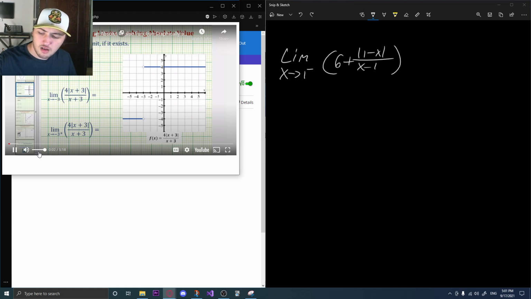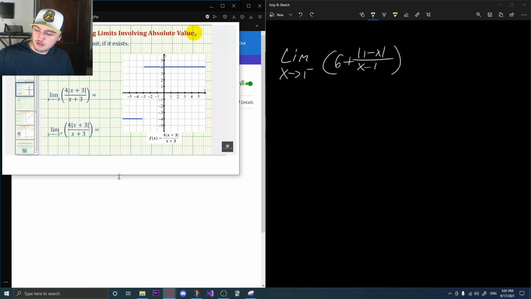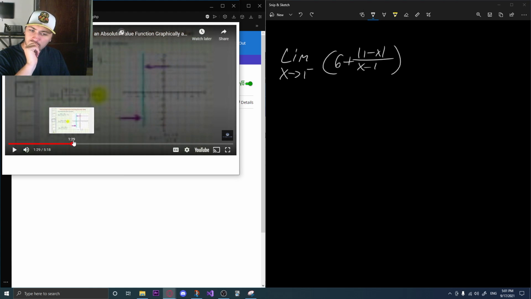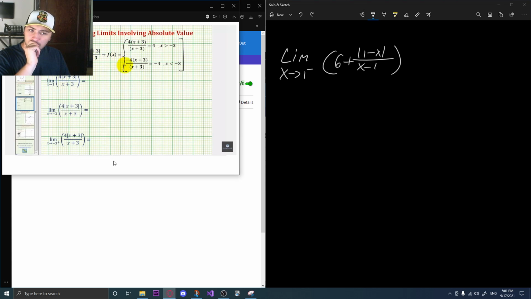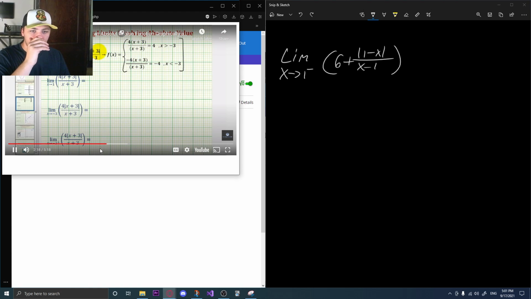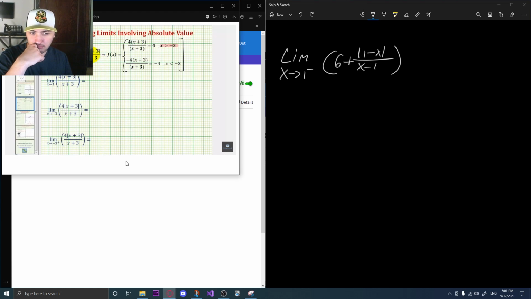Welcome to 3 examples of determining limits involving an absolute value function. We'll first determine these limits graphically, then algebraically. Notice all 3 limits involve the function written as a piecewise defined function. Looking at just the absolute value part, as long as x is greater than -3, the value inside the absolute value is positive, so we do not need the absolute value. We can just drop it, and the function equals 4 times the quantity x plus 3 divided by the quantity x plus 3. In this form, x plus 3 over x plus 3 simplifies out, giving us the constant function f of x equals 4, as long as x is greater than -3.